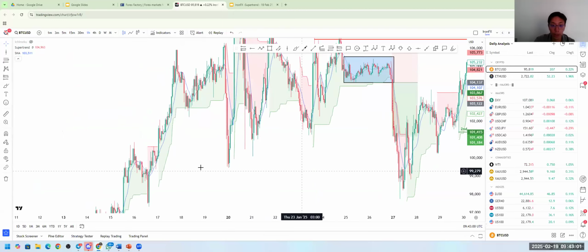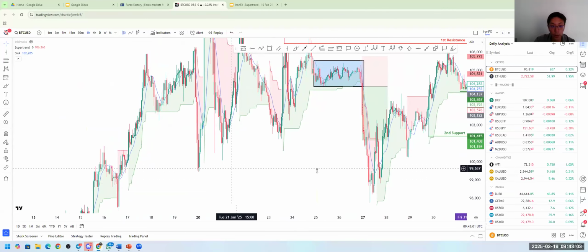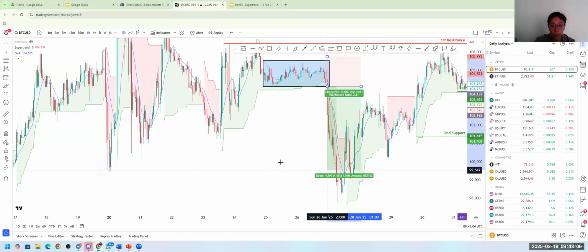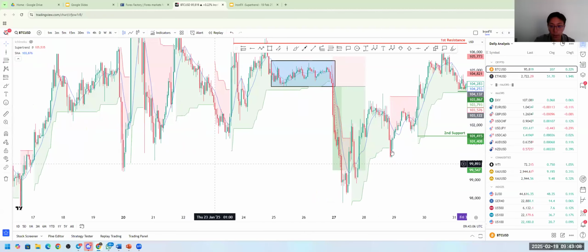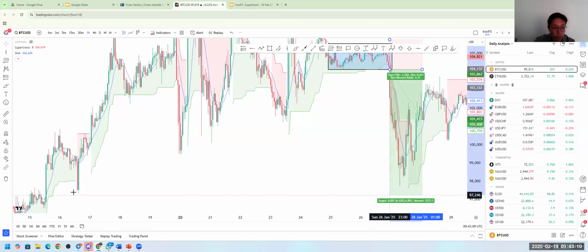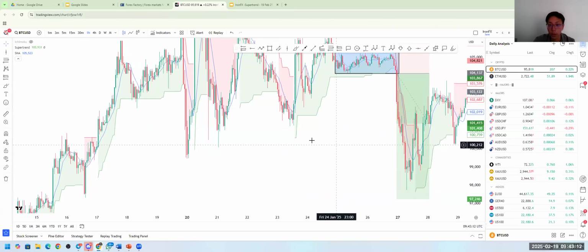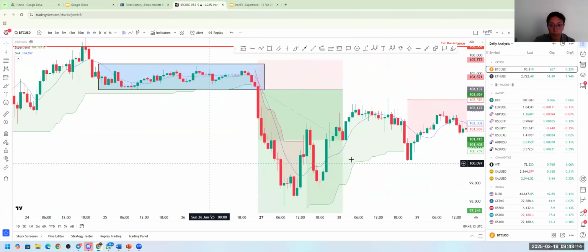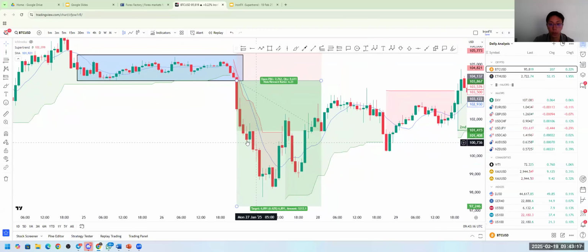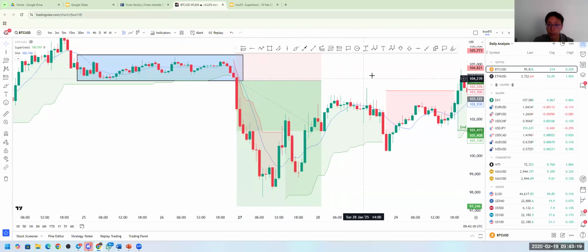So let's say you want to target even lower. You want to target this level. For this instance, it hit. But if you want to target this low, in this instance, it didn't hit. But at least you secured 50% of your trade, and then you let the rest run to BE.